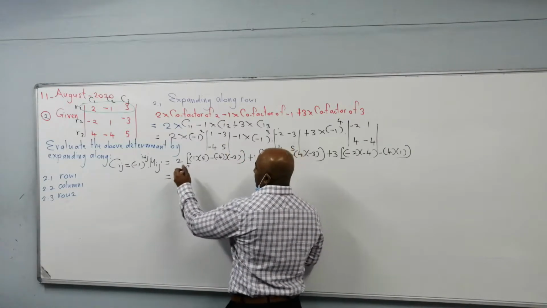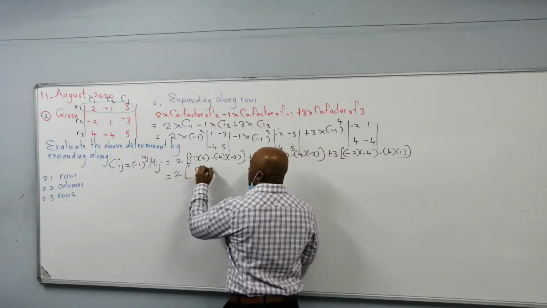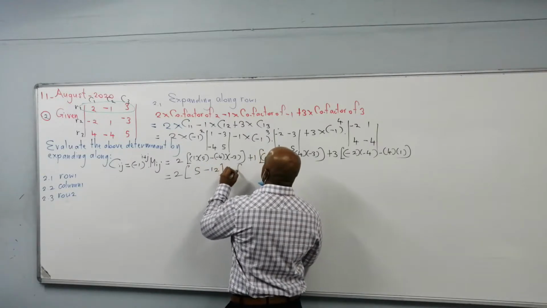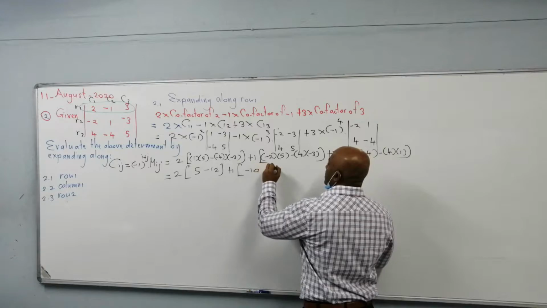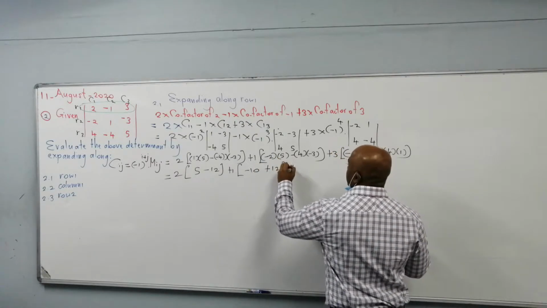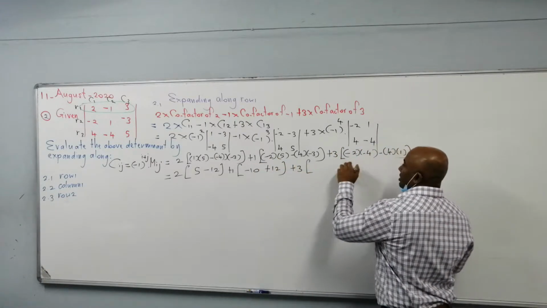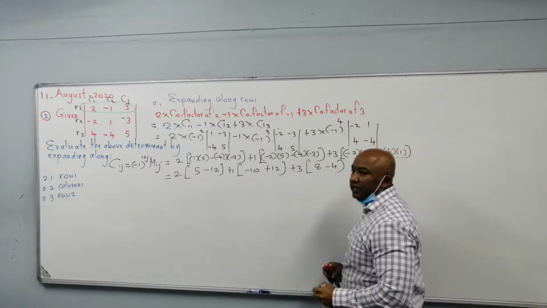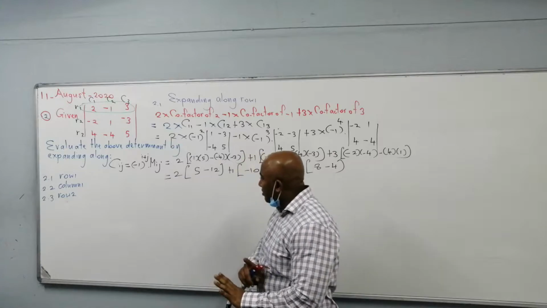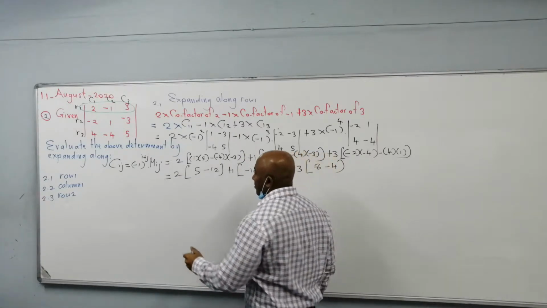So what do we have here? We got 5 minus 12 there. So this is minus 10, and this will be plus 12. This is plus 3. This is going to be positive 8 minus 4. Again, all unnecessary for you in the exam. You've got your calculator, you do it one time.